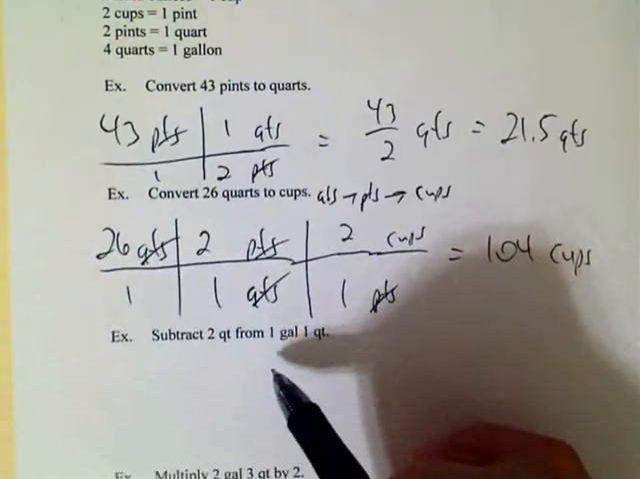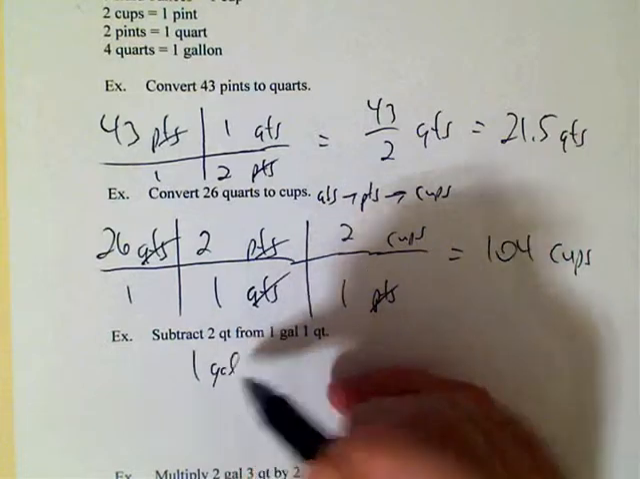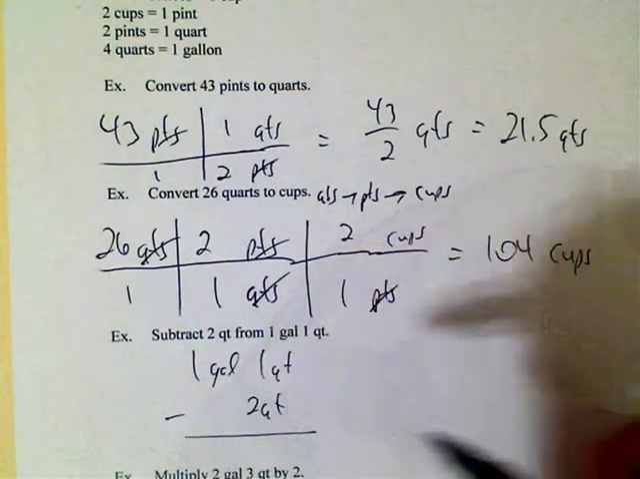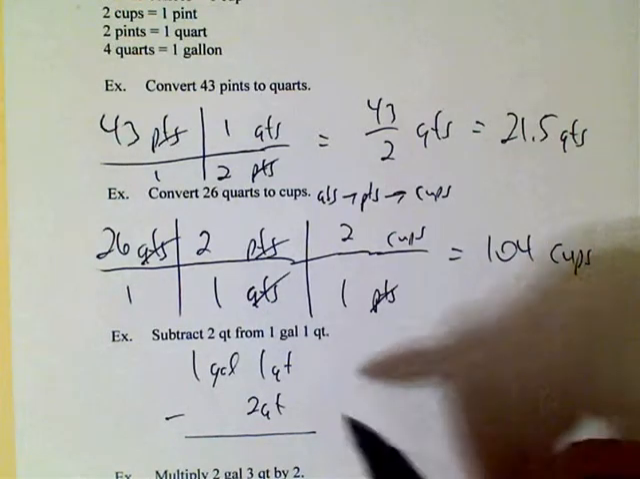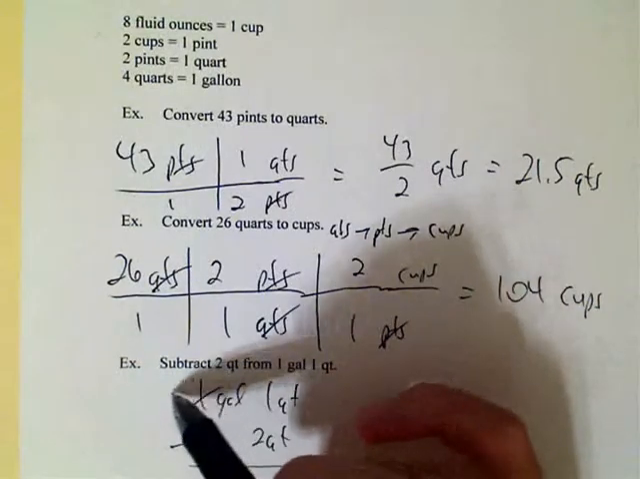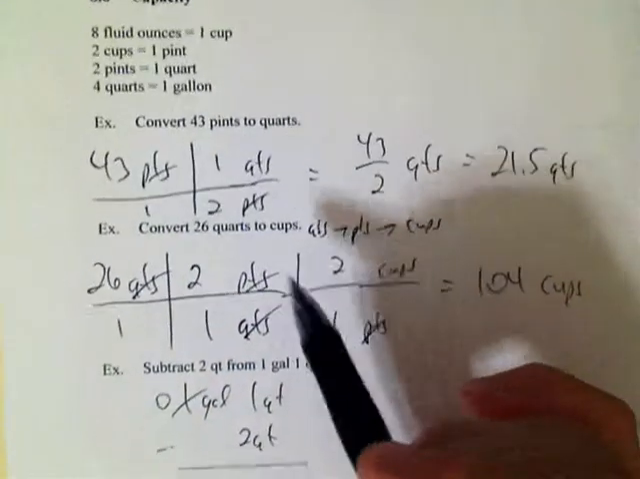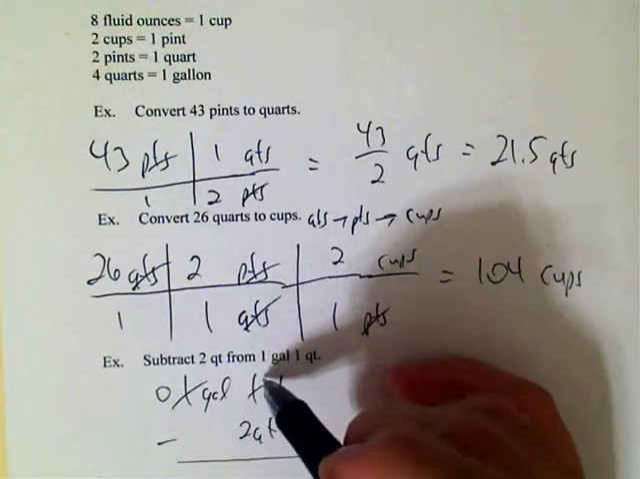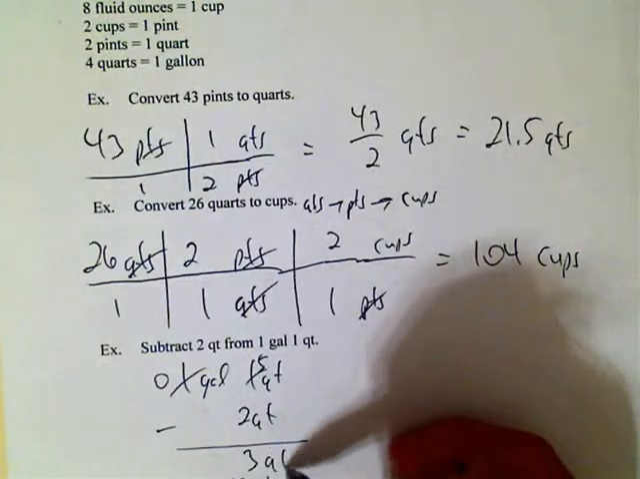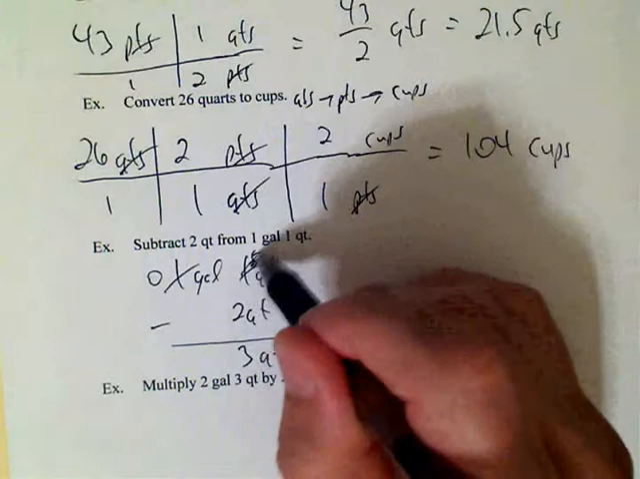Alright, let's subtract 2 quarts from 1 gallon, 1 quart. So I'll start down 1 gallon, 1 quart, because that's what we're taking the 2 quarts away from. Now, can't take 2 quarts from 1 quart, so we gotta borrow from the gallons. 1 gallon becomes 0 gallons. When we borrow a gallon, we're actually borrowing 4 quarts. We already had 1 quart, so that gives us a grand total of 5 quarts. 5 quarts minus 2 quarts is 3 quarts. And that's the answer.